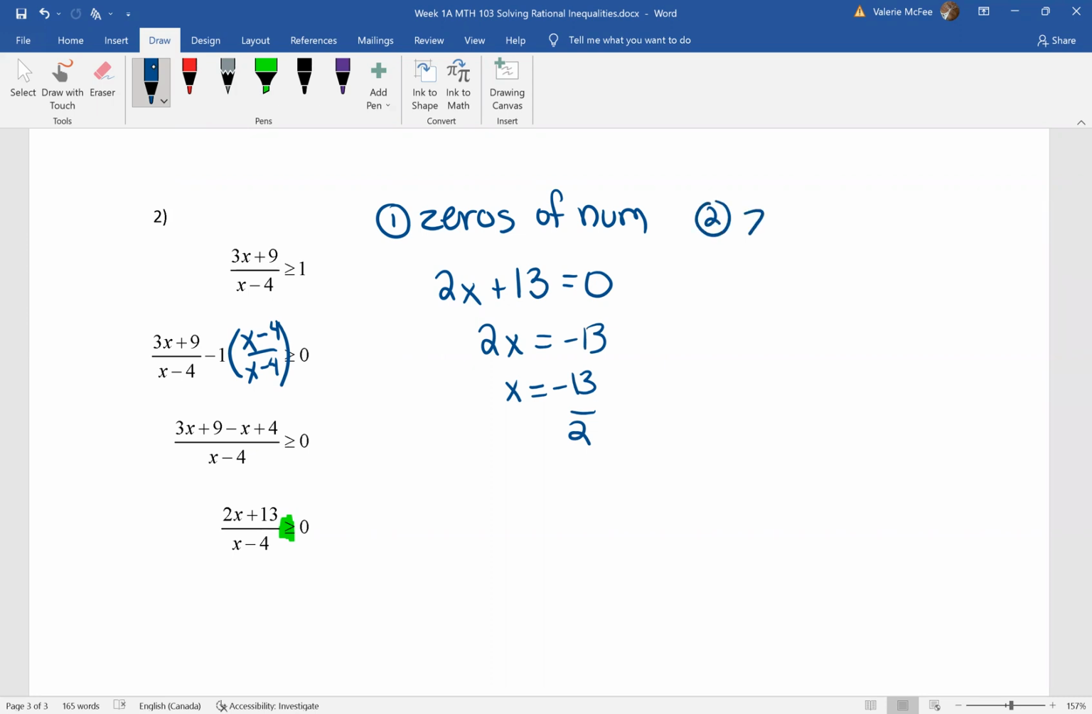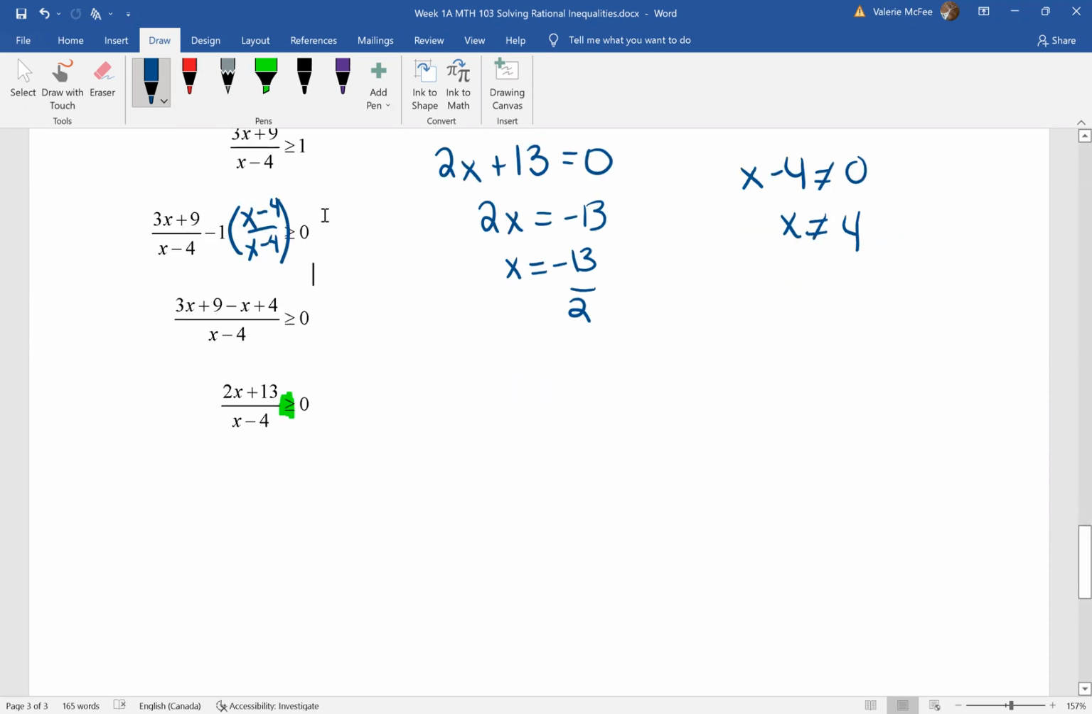The denominator, when we're finding the zeros of the denominator, we know can never equal 0. So x cannot equal 4. So we have these two critical numbers to put on our number line. Negative 13 over 2, which x can equal, I'm going to use the closed circle to remind me that it can be this number. And x equals 4. X cannot equal 4, which is going to have an open circle.